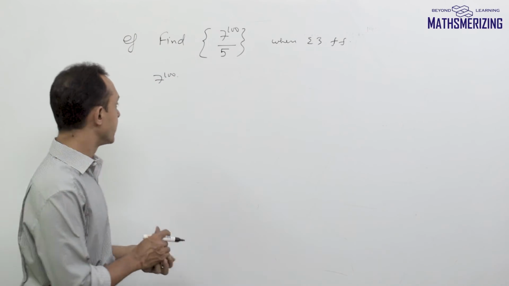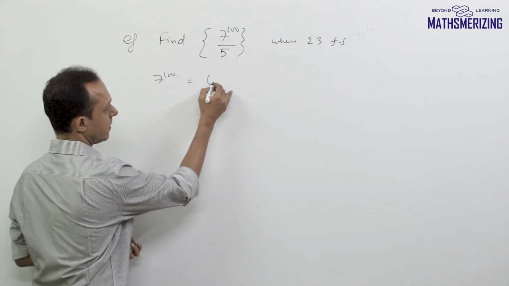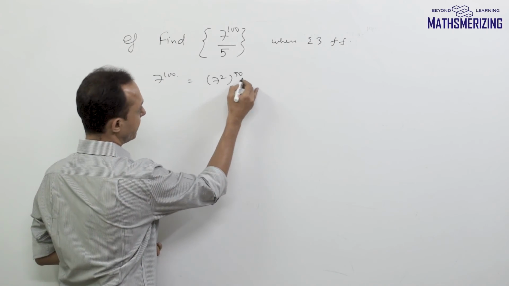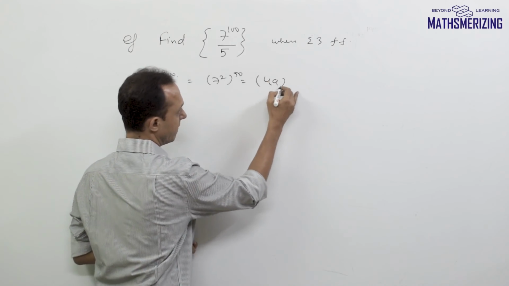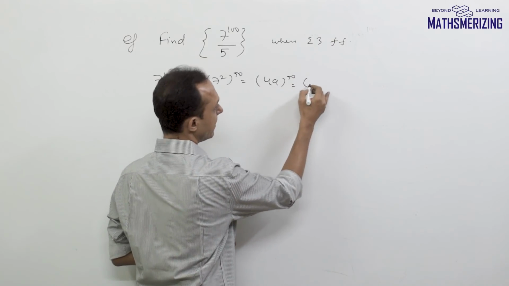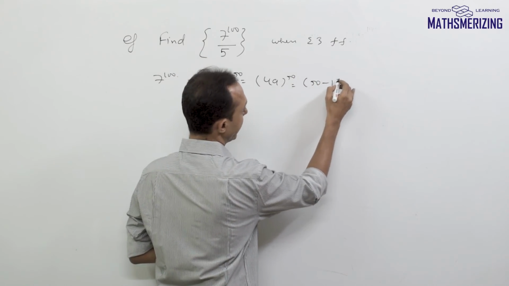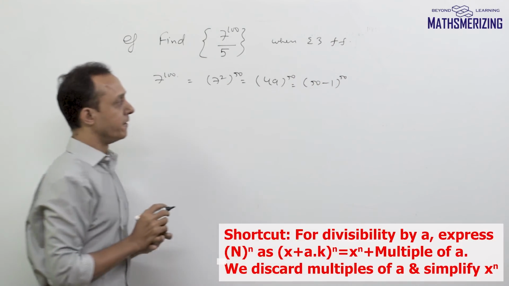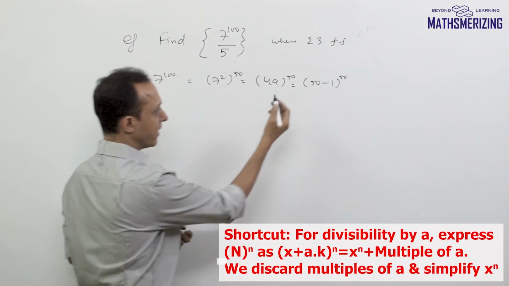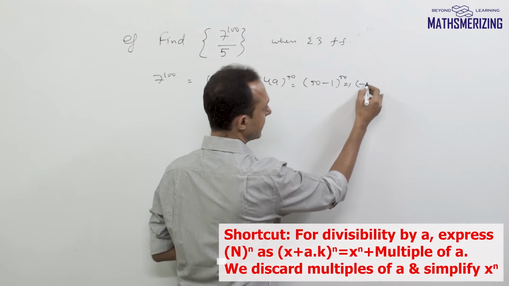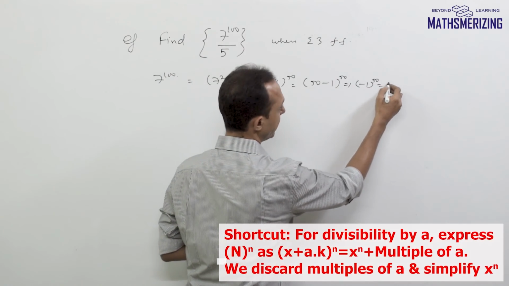So what I'll do is I'll express it as 7 square to the power 50, which is 49 to the power 50, and I can write it as 50 minus 1 to the power 50. So if I'll use the shortcut, I'll get it as minus 1 to the power 50, which is 1.